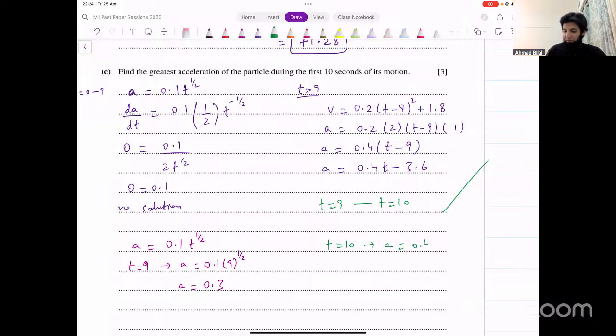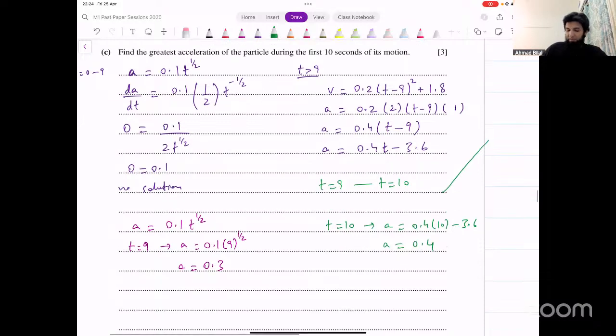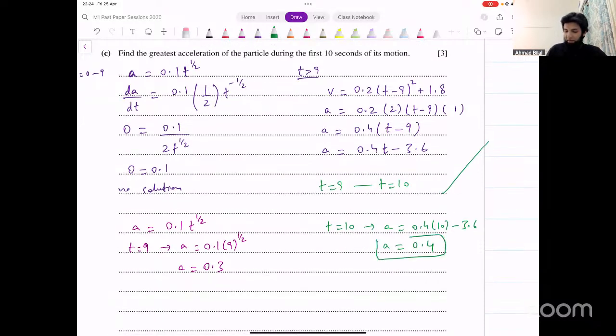This turns out to be 0.4 into 10 minus 3.6. And that gives us 4 minus 3.6, that's 0.4. The maximum value from the second part of the journey is greater than 0.3 from the first part. So we can say this is the greatest possible acceleration.